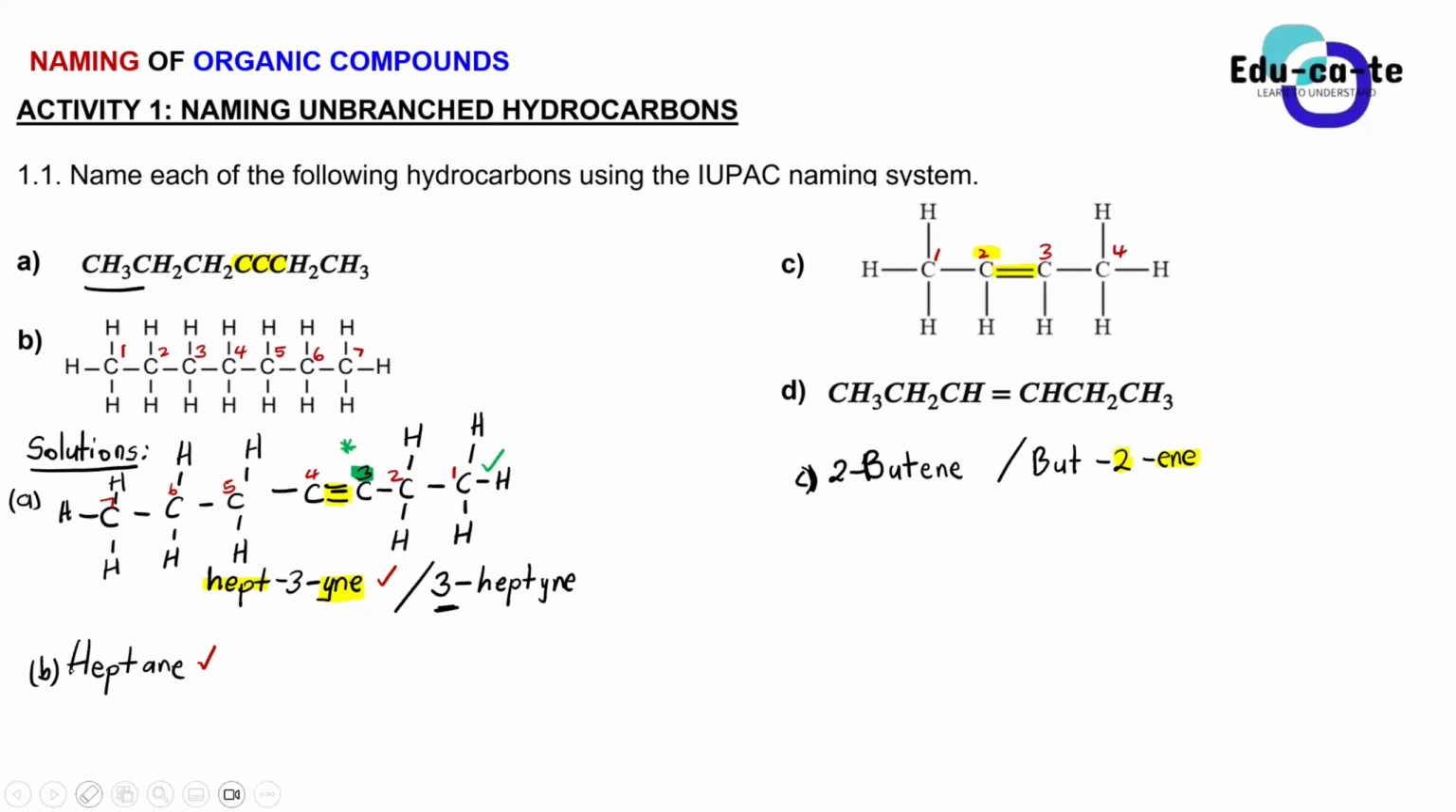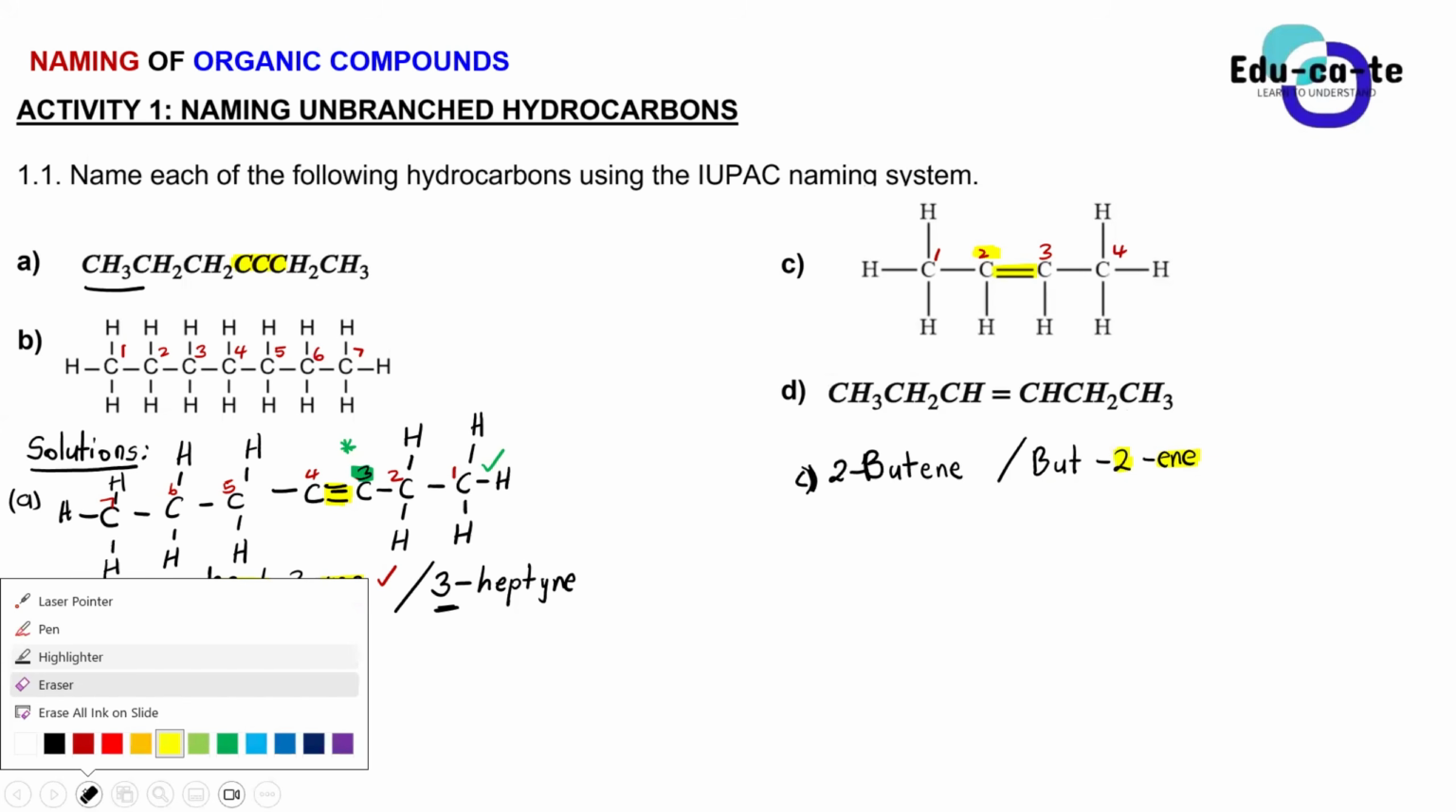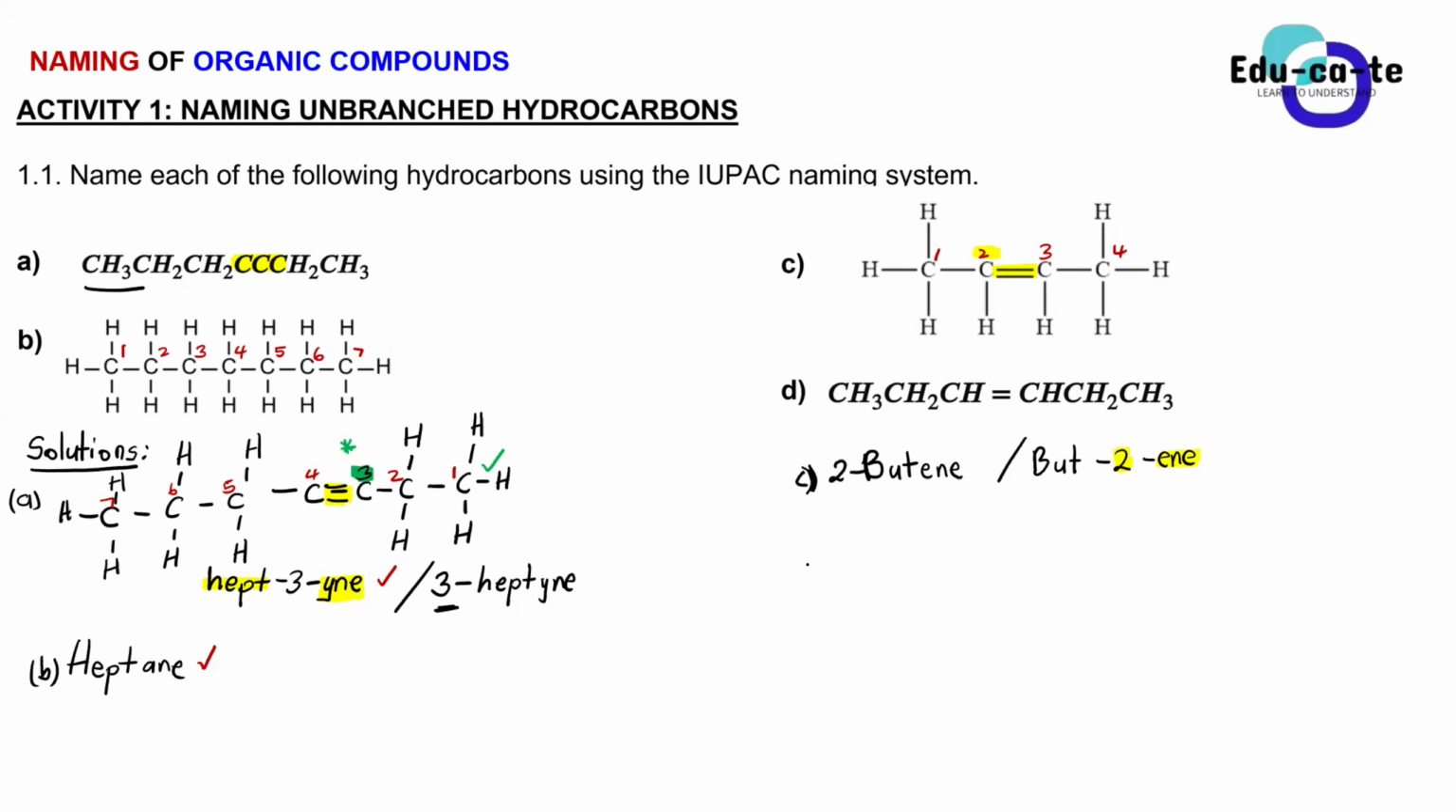Yes, sir. Yes. Yeah, cool. Let's be quick. Let's do D. What is D? What name did you find for D, Sam? So I found hex-3-ene. Okay, so Sam found hex-3-ene.